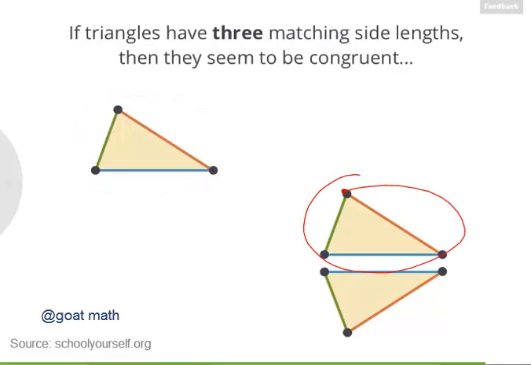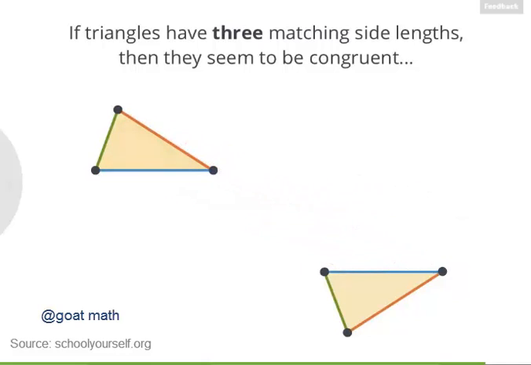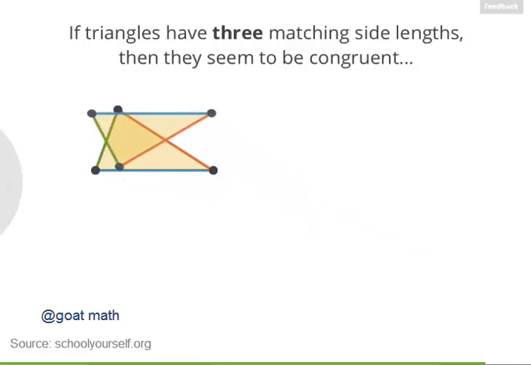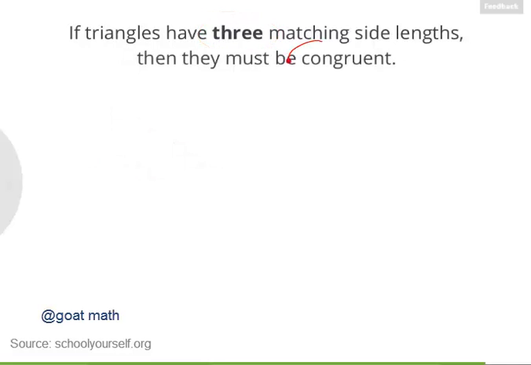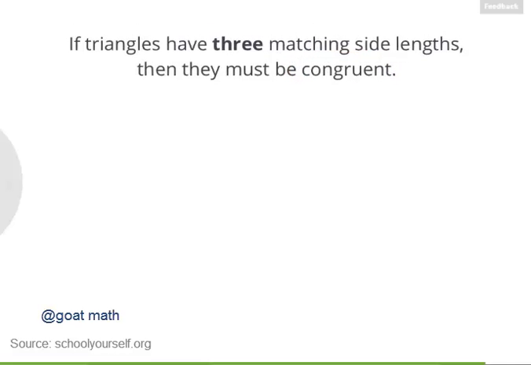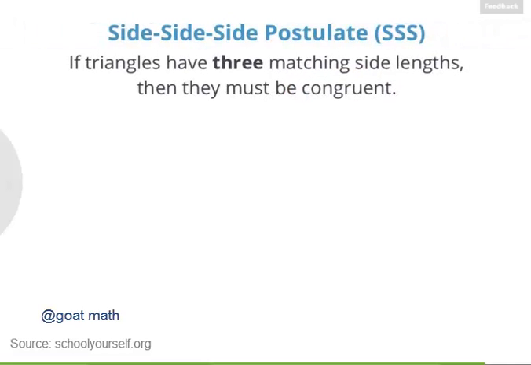Sure enough, this top triangle is congruent to the original one, and you can see that this bottom triangle is also congruent if we move it on top of the original triangle and then flip it over. So yes, if triangles have 3 matching side lengths, then that's enough to guarantee that they're congruent. This fact is known as the side-side-side postulate, and you'll often see it abbreviated as SSS.